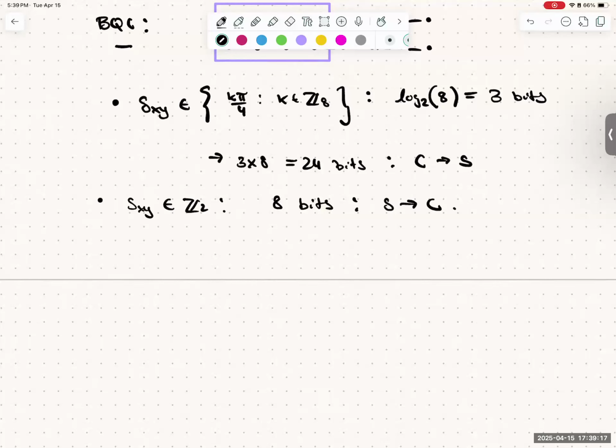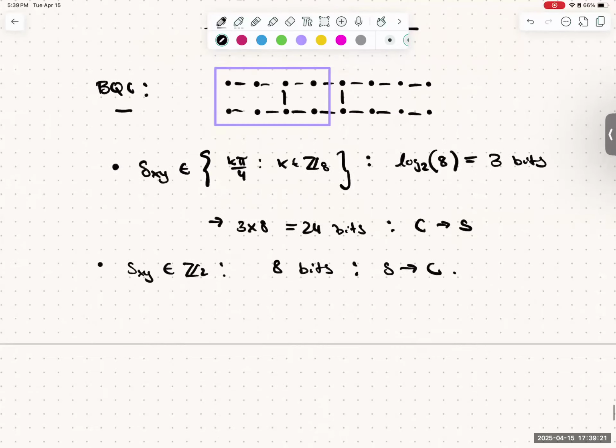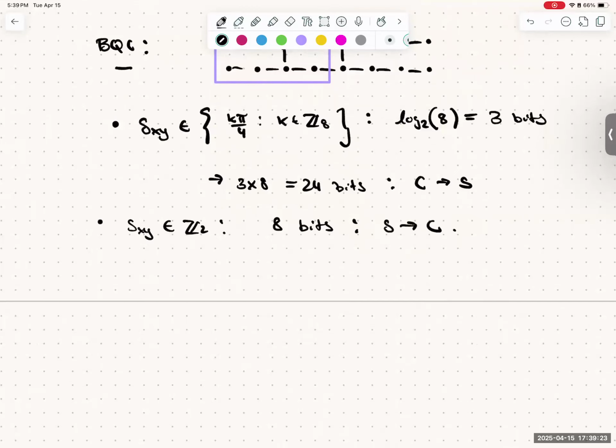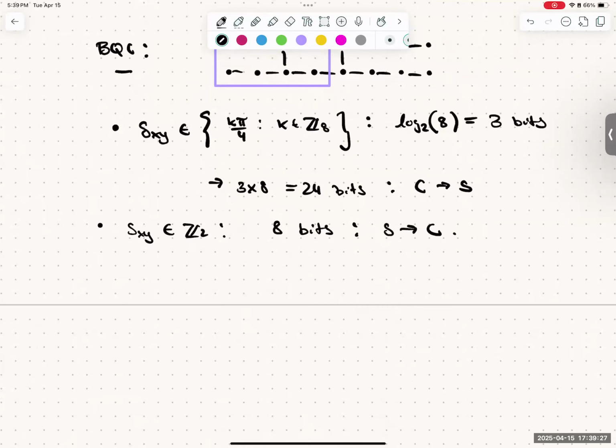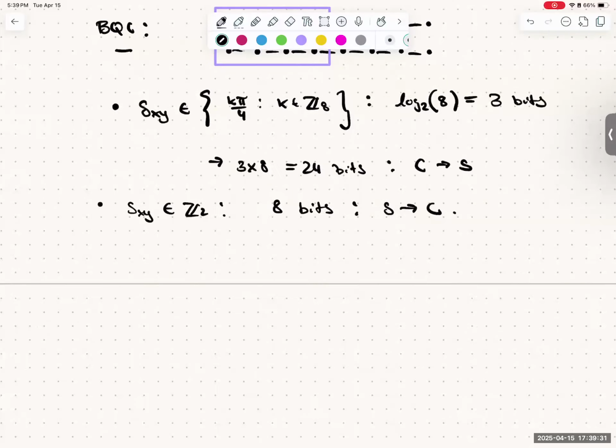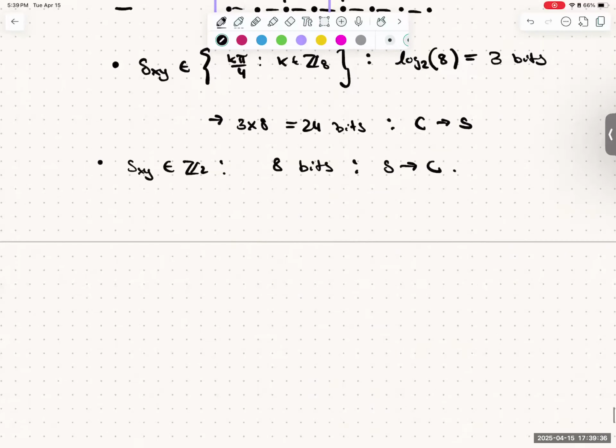In addition to this, the client needs to be able to prepare 8 possible input qubits, and these input qubits can have weird rotations like pi over 4. So this is actually quite a bit of backward and forward communication between client and server, and also requires some more computational resource on the client part.